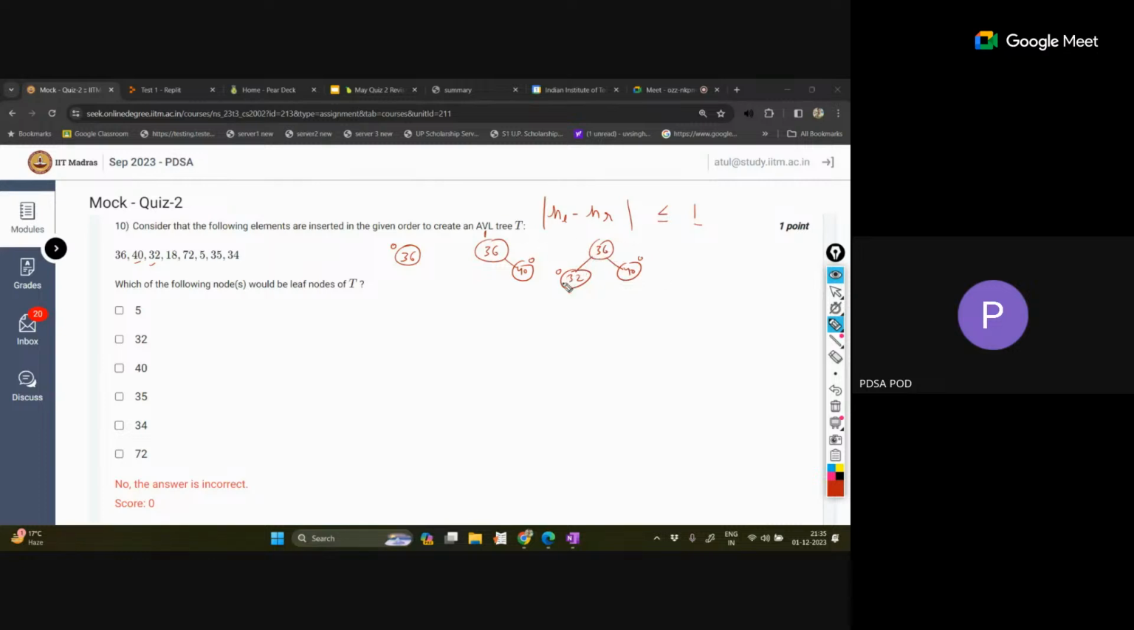For 36, left height is 1, right height is 1, if you are counting the number of edges. So 1 minus 1, 0. So this is also okay. No rotations required. Now next is 18.